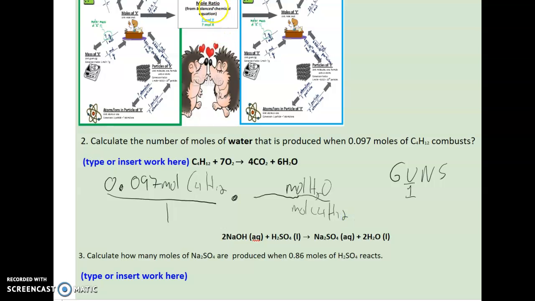And I use my mole ratio from my balanced equation. So from mole H2O, I have 6. I'm going to put a 6 in here. And then for my mole of C4H12, I have a 1. Great. So this is going to equal, and as you can see, cancel, cancel. So I'm just left with the unit I want.